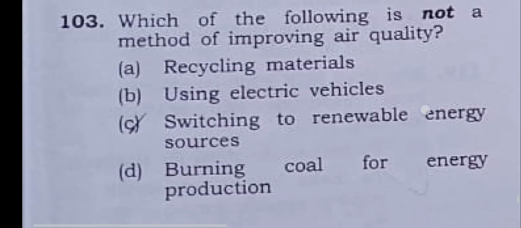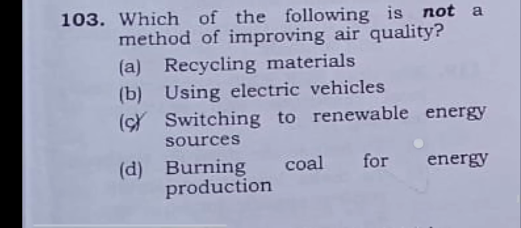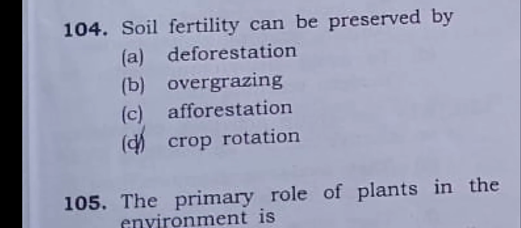Now, question number 103. Which of the following is not a method of improving air quality? Option number D, burning coal for energy production. Question number 104. Soil fertility can be preserved how? Soil fertility can be preserved by option number D, crop rotation.